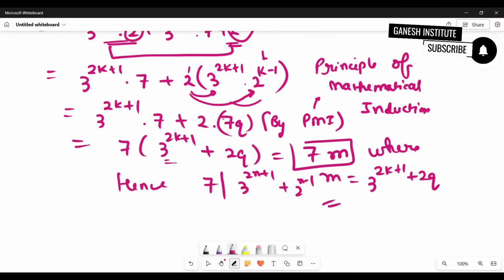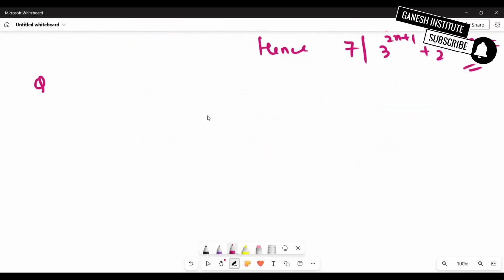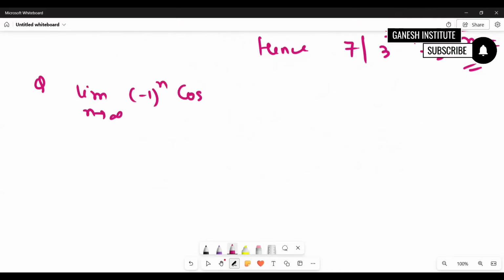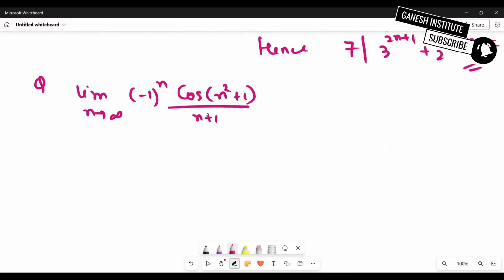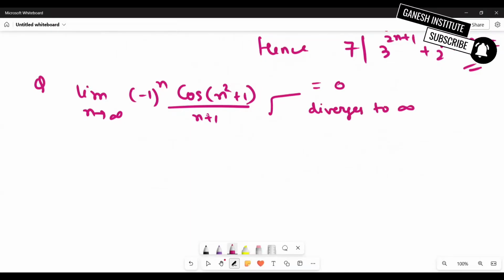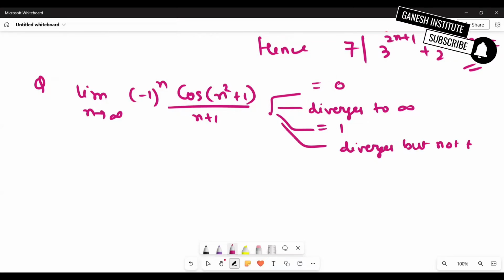Okay. Let's now try the next one, which is to consider the limit as n tends to infinity of minus 1 raised to power n cos n square plus 1 upon n plus 1. And you have to tell me which one of the following is correct: its value is 0, the limit diverges, the value is 1, or the limit diverges but not to infinity.